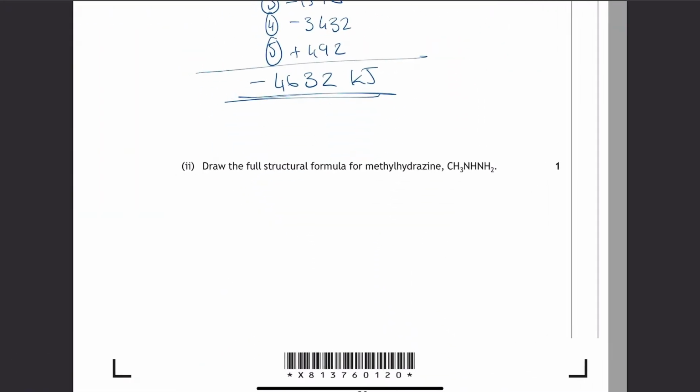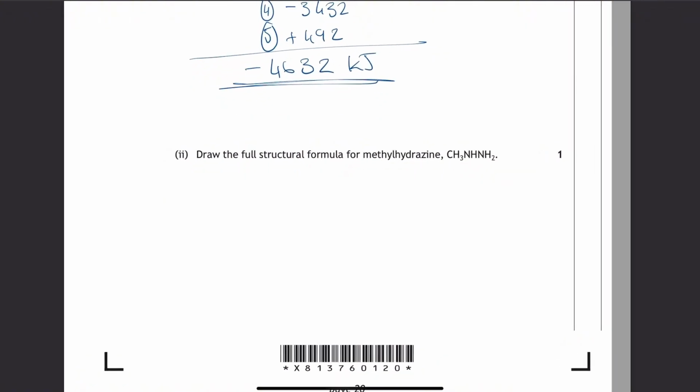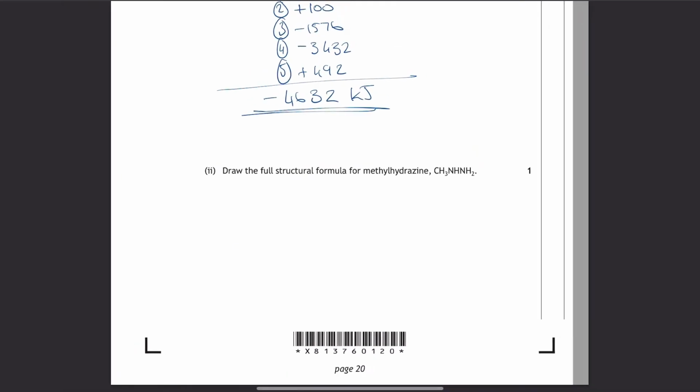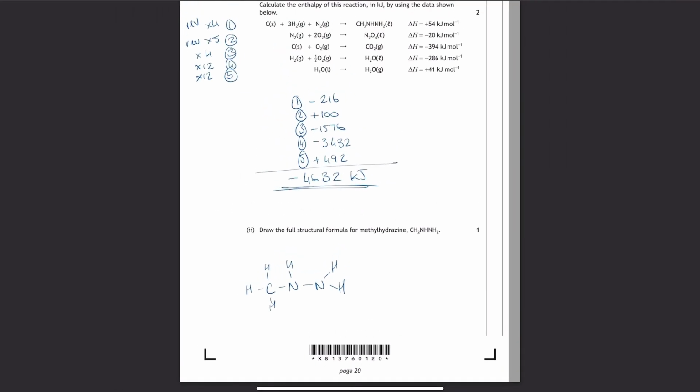Then draw the full structural formula for methyl hydrazine. So this is kind of using your knowledge of valencies. So we've got CH3, we've got an N with an H, we've got another N with 2 H's. And everything's satisfied its valency because carbon needs to make 4 bonds, so it's got 4 bonds around it. Nitrogen's valency is 3, it's made 3 bonds, and again 3 bonds.